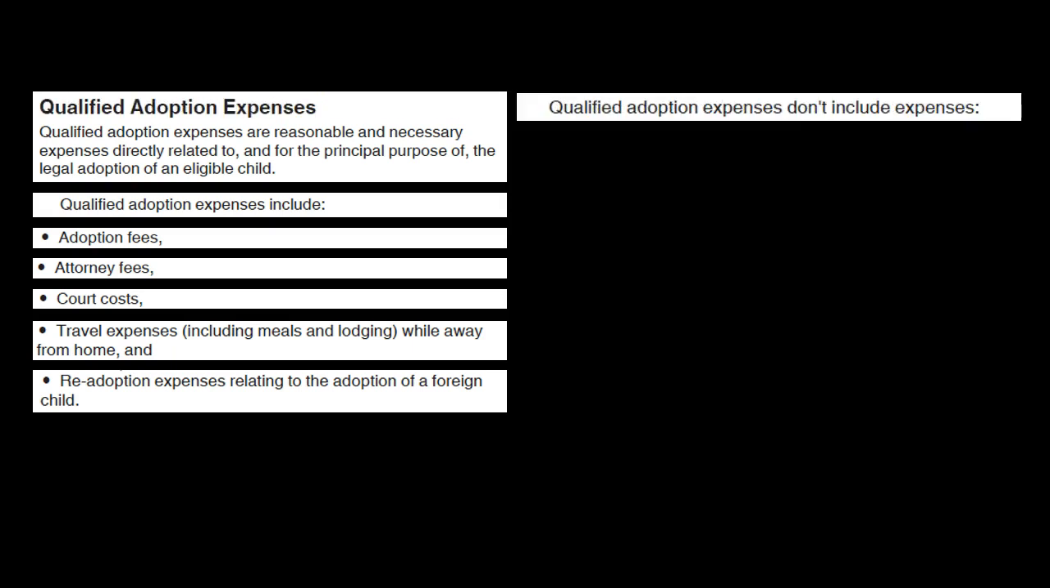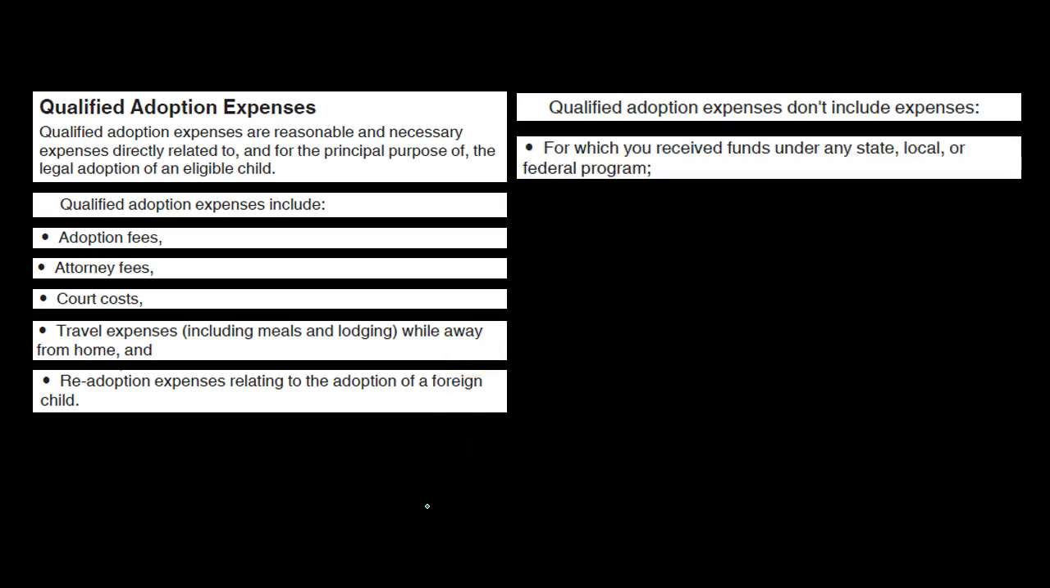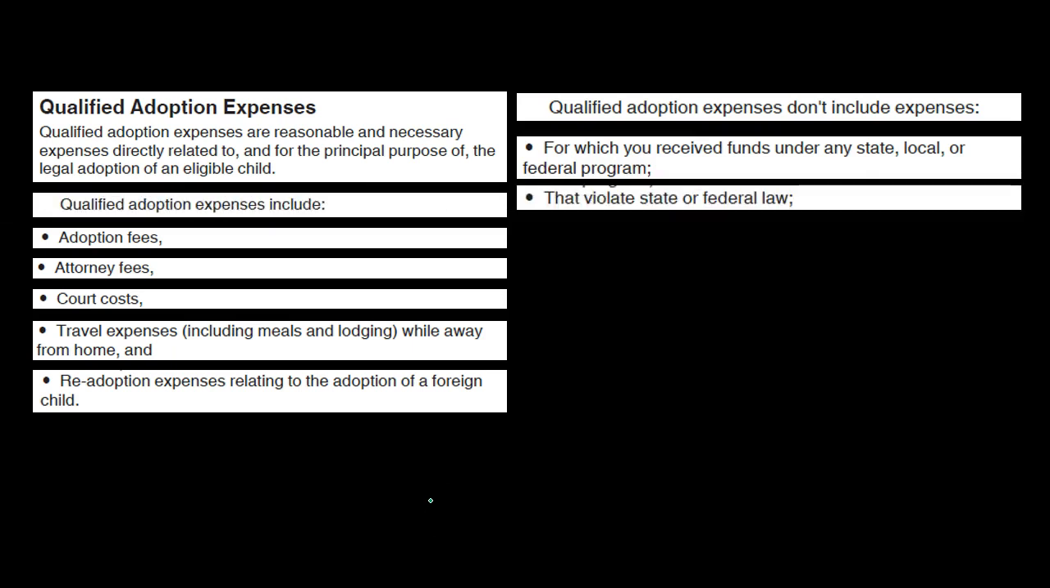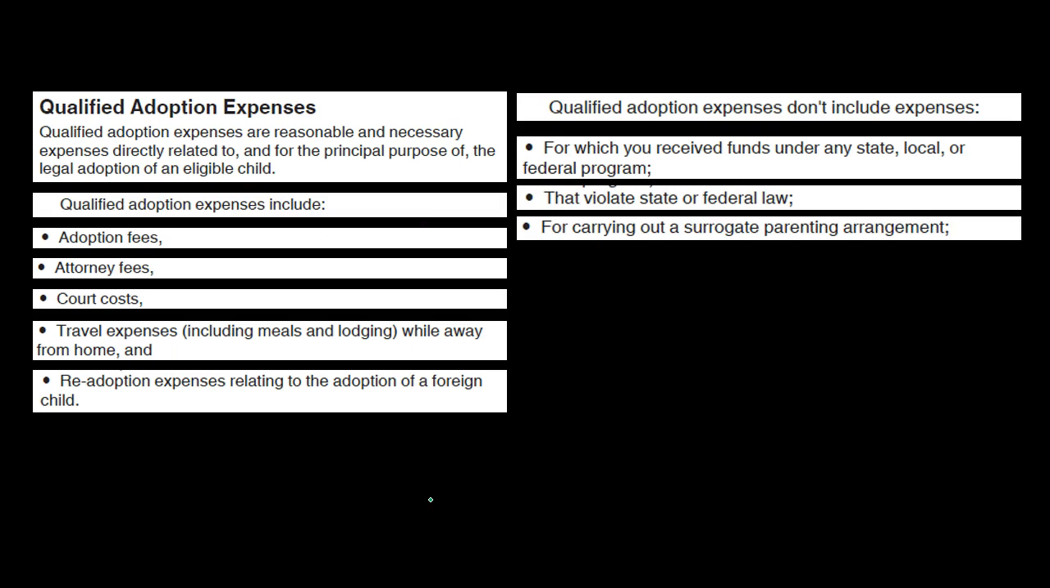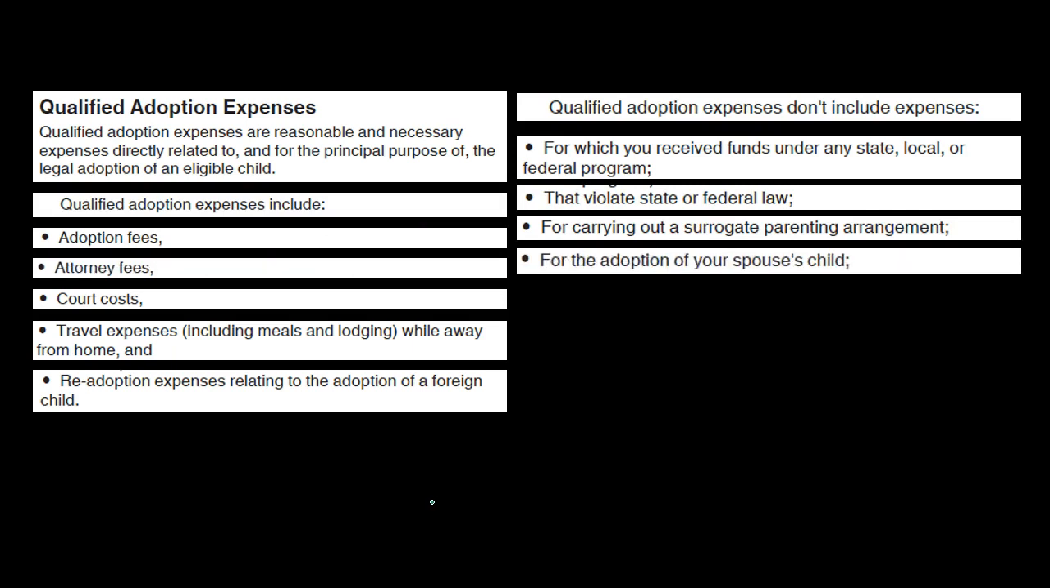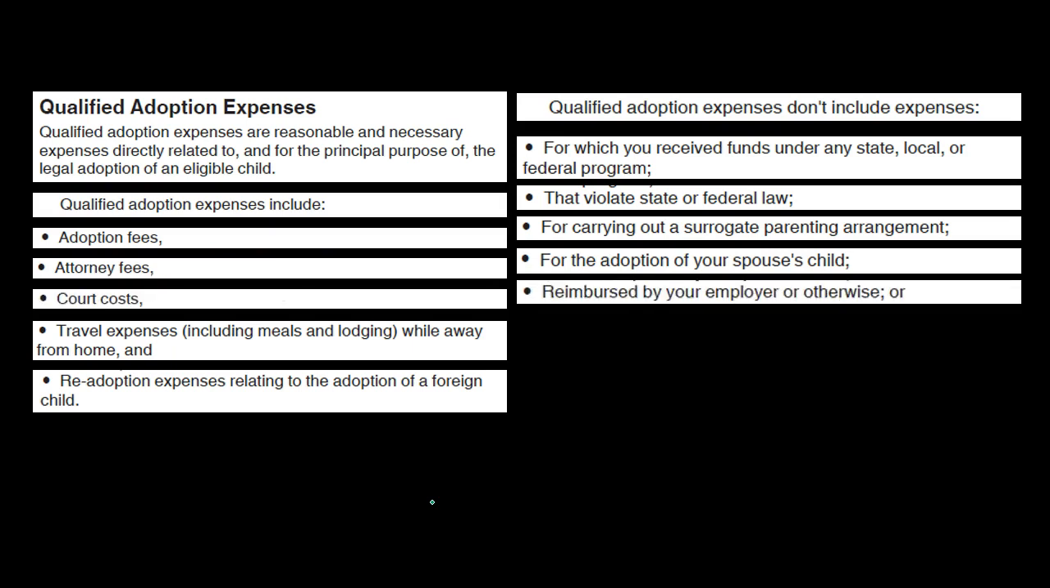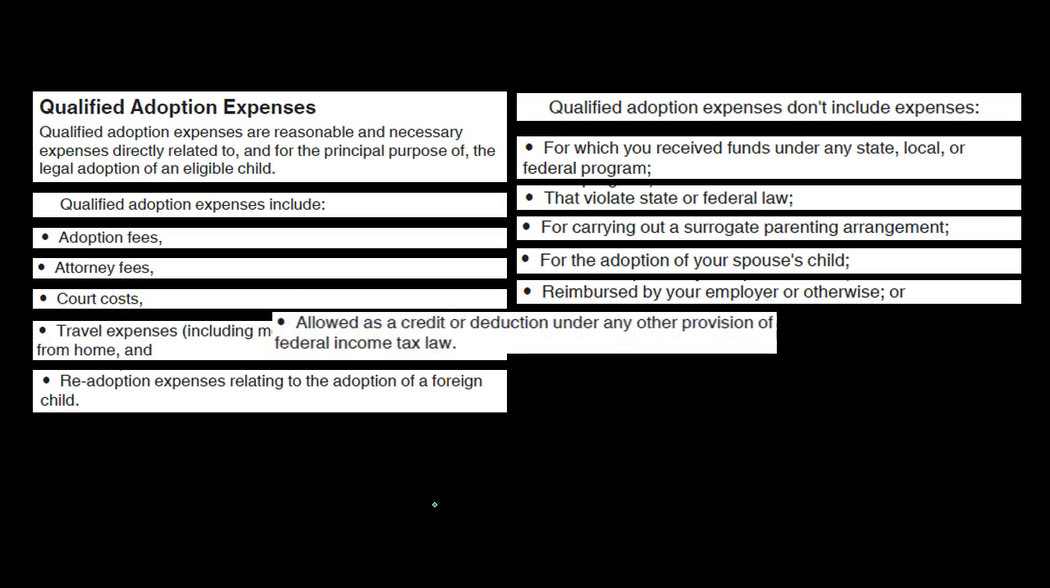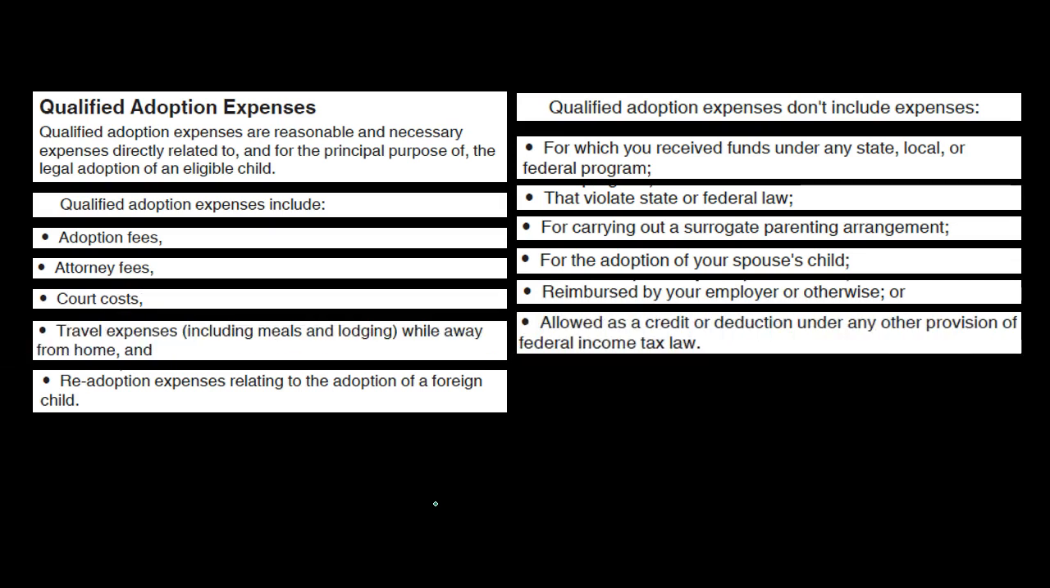Qualified adoption expenses do not include, so these are going to be expenses that are specifically not included, expenses for which you received funds under any state, local, or federal program, that violate state or federal law, for carrying out a surrogate parenting arrangement, for the adoption of your spouse's child, reimbursed by your employer or otherwise, or allowed as a credit or deduction under any other provision of federal income tax law.